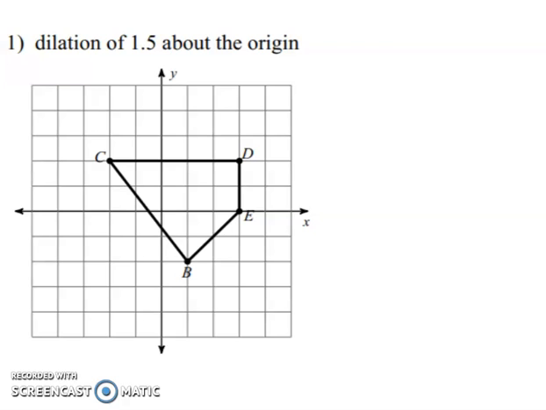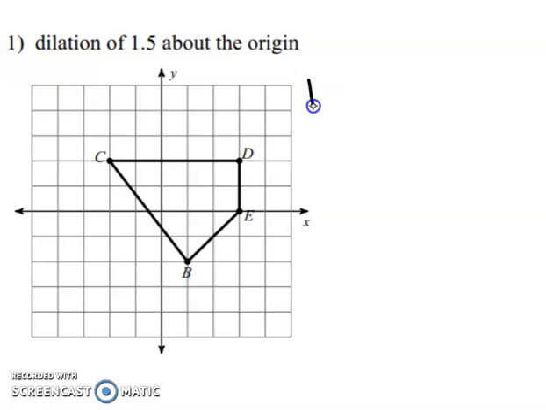And this problem says perform a dilation of 1.5 about the origin. So our scale factor here is 1.5. So what we're going to do is list out the coordinate points of each vertex, and then multiply each x and each y by 1.5, and that's going to be our resulting set of coordinate points. So let's do that.